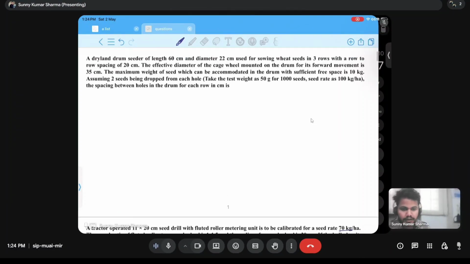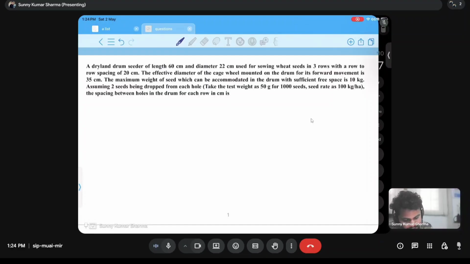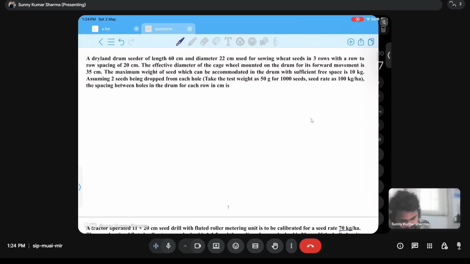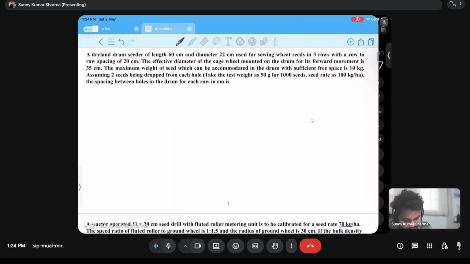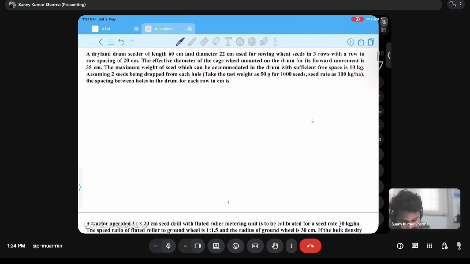We will now solve some numericals related to spraying, as well as some numericals related to the seed drill chapter. The first question here is subjective type. This will help you in solving the questions for the main set that you will get in the NPTEL examination. The first question is related to the seed drill.